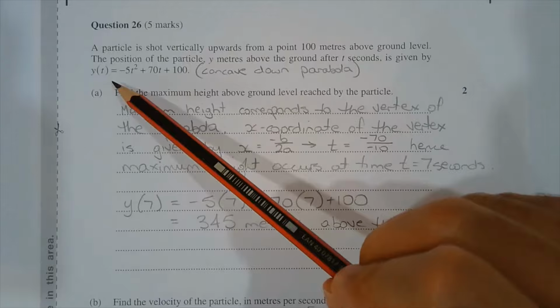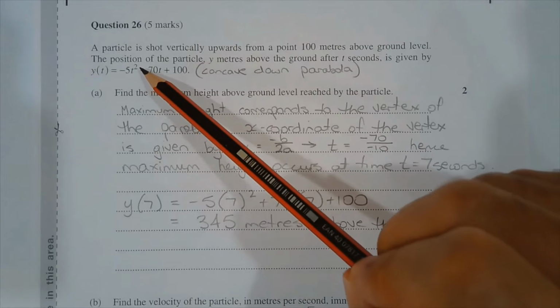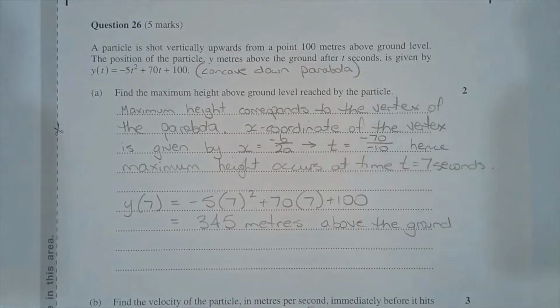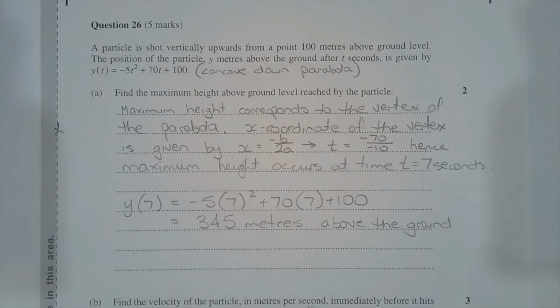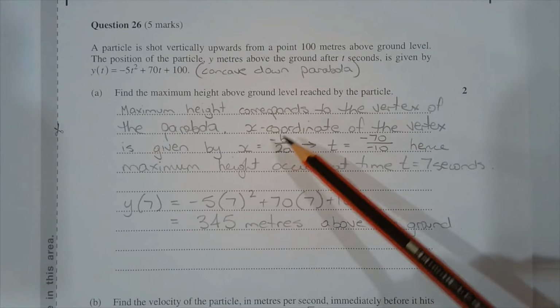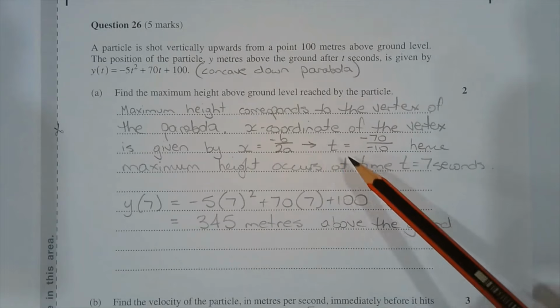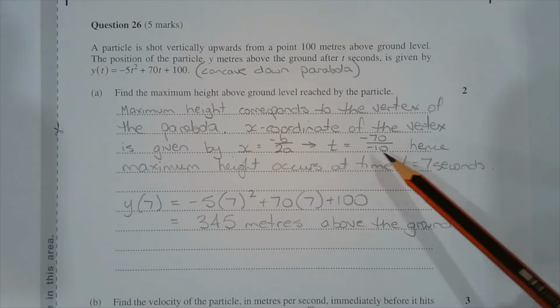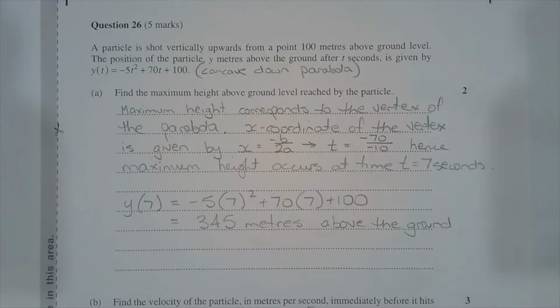The function y of t that represents the position of the particle is a concave down parabola because the degree is 2 and the leading coefficient is negative. Hence, the maximum height corresponds to the vertex of this parabola. To find the x-coordinate of the vertex, we use the formula x equals negative b over 2a, and the independent variable in this context is t. So t equals negative 70 over negative 10. Hence, the maximum height occurs at time t equals 7 seconds.